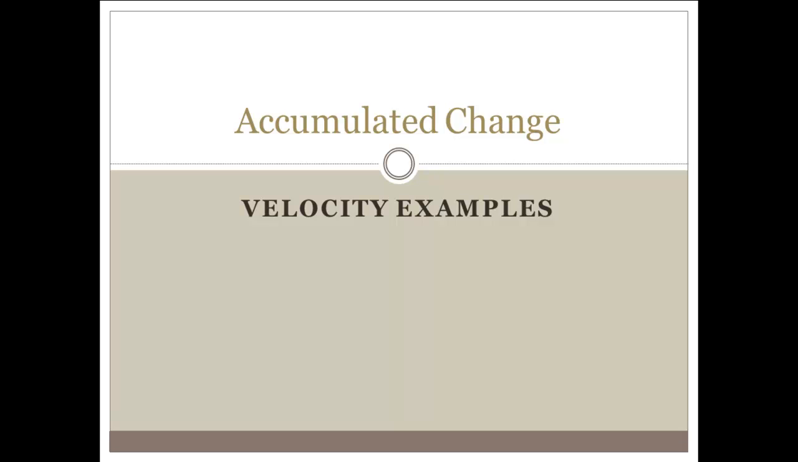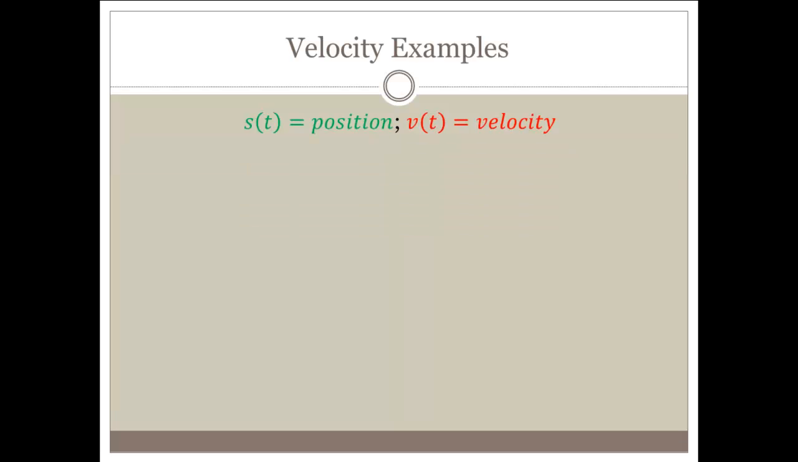In this video, we will look at two examples where we find the distance traveled based on the velocity. Since both position and velocity are functions of time, we will write position as s of t and velocity as v of t. And we know that the velocity is the derivative of position.